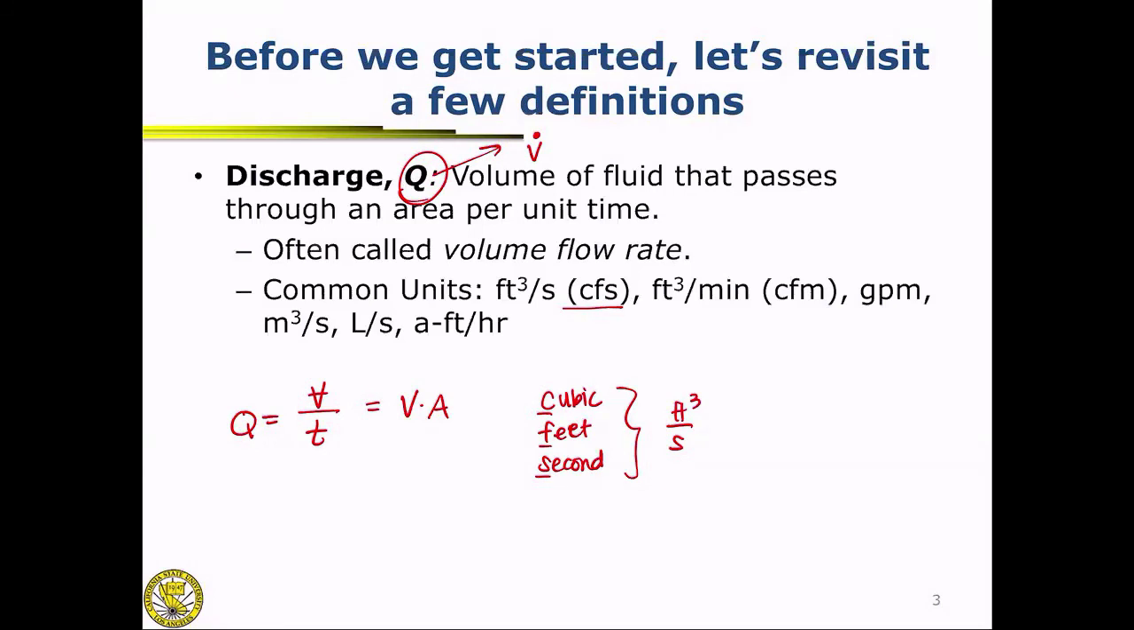Another common unit is feet cubed per minute, gallons per minute. Okay. Make sure you have these written down. And the SI unit is meter cubed per second. We also sometimes use liters per second. And this is a common one, especially when you get to water resources. This is acre foot per hour. That's a very, very common unit for volumetric flow rate. So make sure you have these written down somewhere.